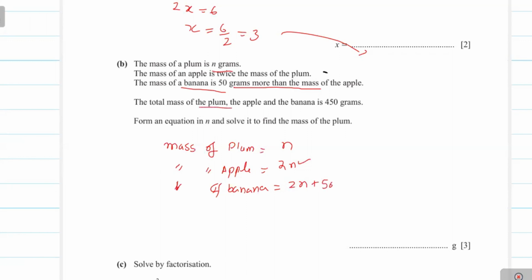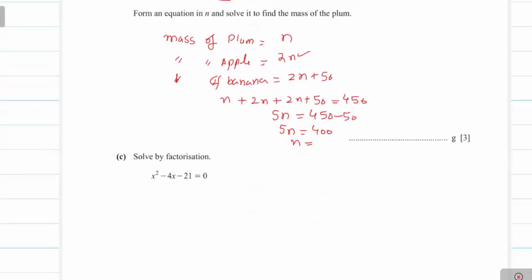And next, the total mass of apple, plum, banana is 450 gram. Therefore, we write the total mass is n plus 2n plus 2n plus 50 equal to 450 gram. And we can write 1 plus 2 is 3 plus 2, 5n equal to 450 minus 50. And this will be 5n equal to 400. And n will be equal to 400 divided by 5.